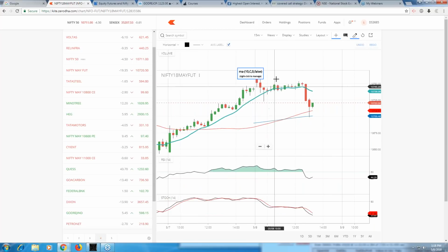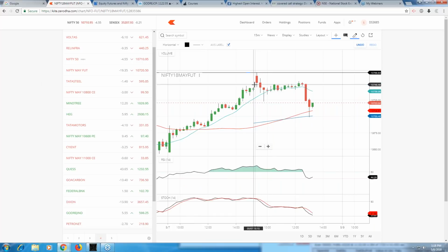Just see here. Starting from about 9:30 till about 12:30, which is a full 3 hours, it was in a range. It was not being able to cross this range, and then suddenly a fall came and Nifty went down from about 10,750. It reached a bottom of 10,700. Good, about a 50-point drop came suddenly. Now wait for Nifty to take a support.